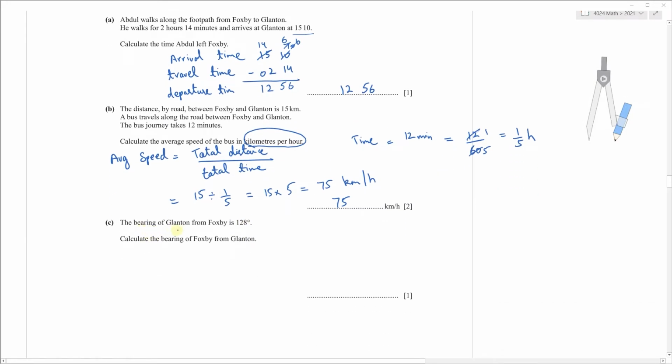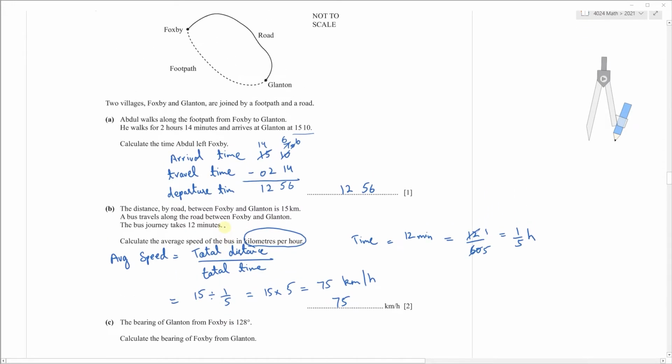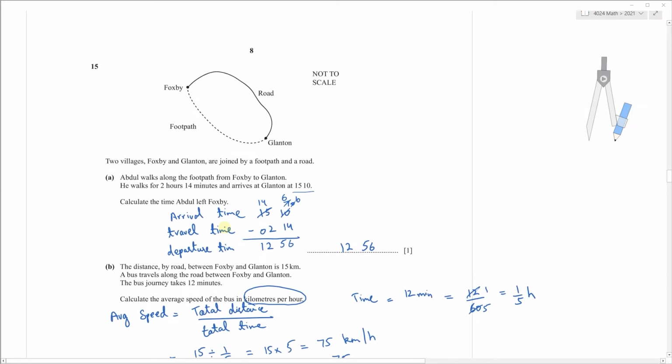Part C: the bearing of Glanton from Foxby is 128 degrees. Calculate the bearing of Foxby from Glanton. So the bearing of Glanton from Foxby is 128. If I go back and draw the north for both of these places, this is north and this is north as well.